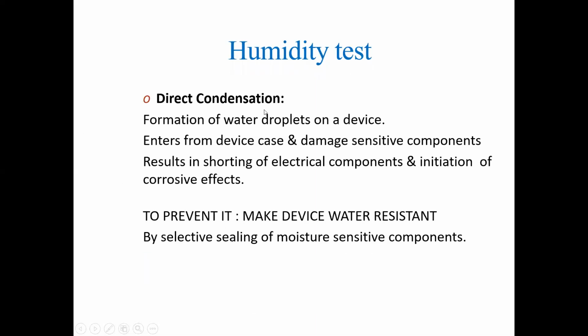First we will see the direct condensation. Formation of water droplets on the device enters from the device case and damages the sensitive components, resulting in shorting of electrical components and initiation of corrosive effects. To prevent it, make the device water resistant, by selective sealing of the moisture sensitive components. If the moisture sensitive components are sealed, then this problem will not come.